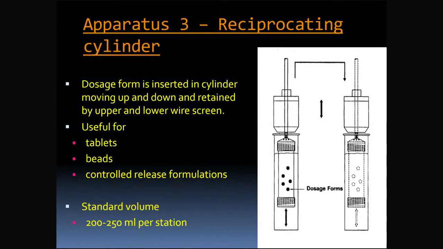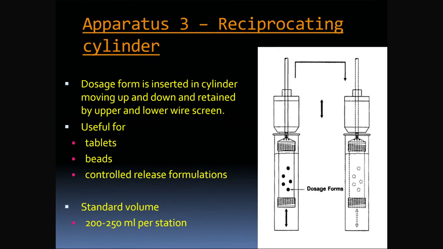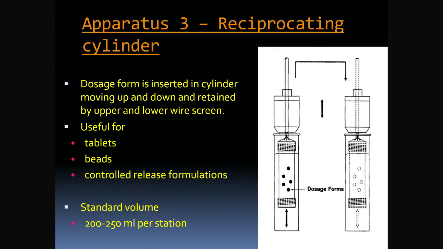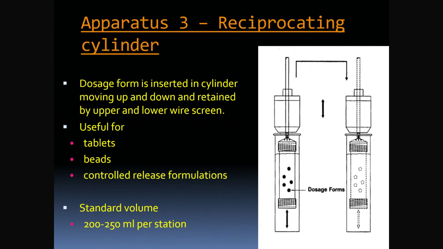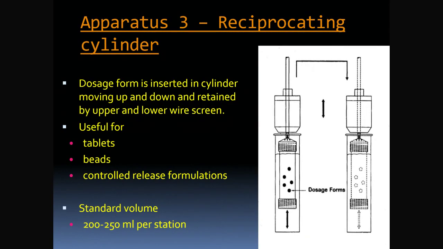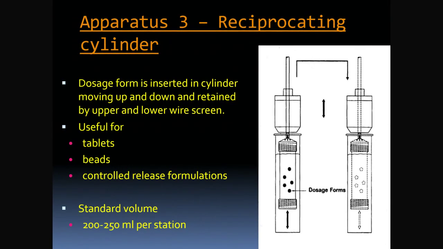Notice the reduced vessel volume of 200 to 250 milliliters. This smaller capacity makes the system exceptionally sensitive to the release kinetics of beads and controlled release matrices, where specific agitation rates are required.